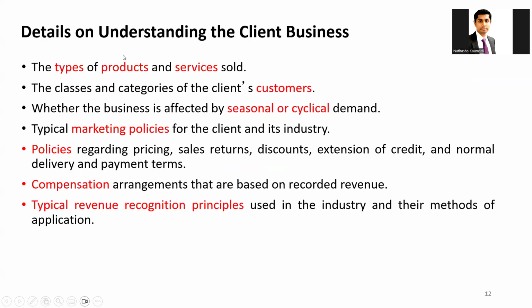So, details on understanding the client. Now, I was talking about understanding the client. So, what are the things you need to understand about your client? Maybe the types of products and services sold. You are trying to understand what the product types are. Sometimes diversified organizations can be there. That means the company is selling goods or services in the agriculture industry, agro industry, paints industry, hospital industry, hotel industry, hospitality industry. Likewise, diversified holdings can be there.